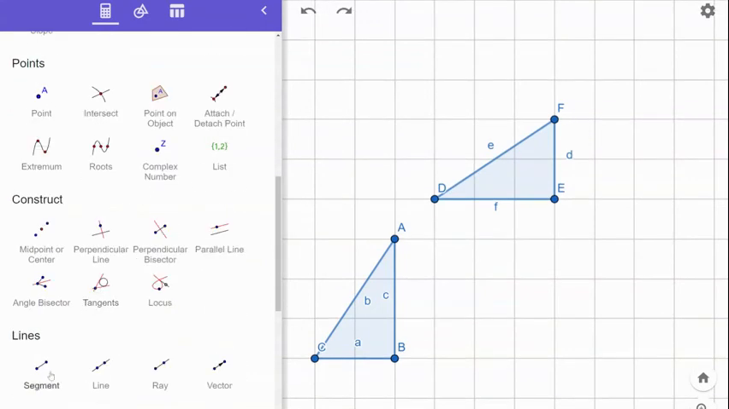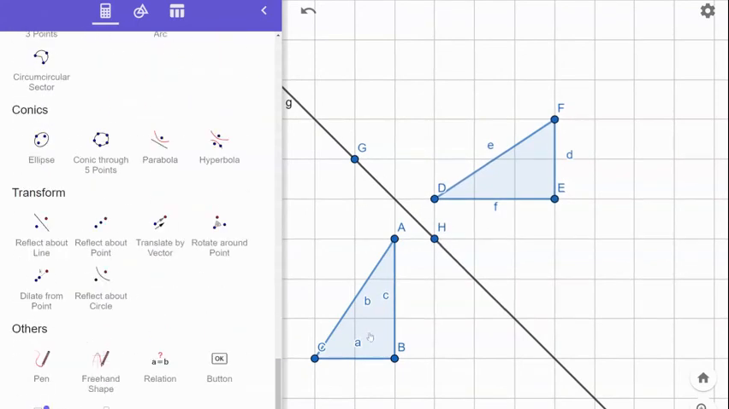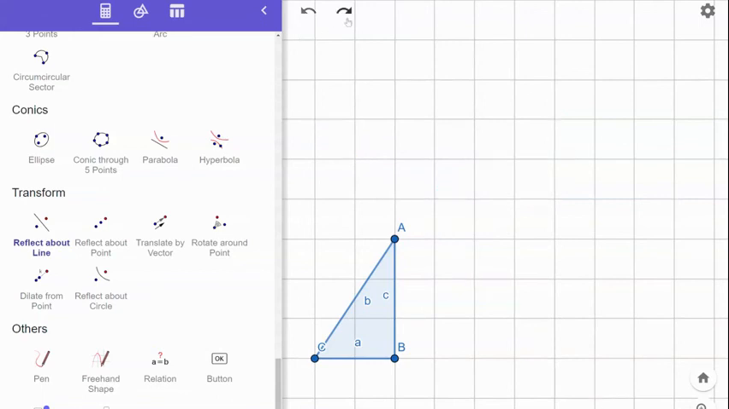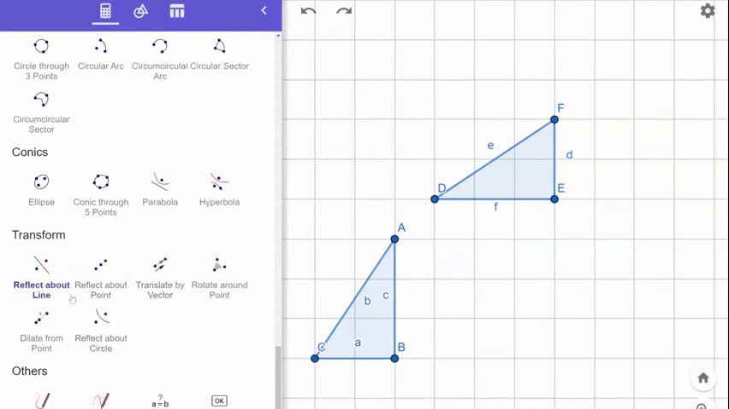So if I had a line of reflection in between point A and point D, you see that? If I reflect triangle ABC across my line here, line GH, would this triangle ABC map onto triangle DEF? Let's find out. Reflect about a line, click on my triangle, click on my line of reflection. It looks like it maps on perfectly. So, could there have been other ways to do this? Of course.